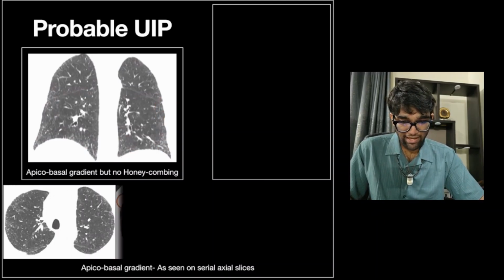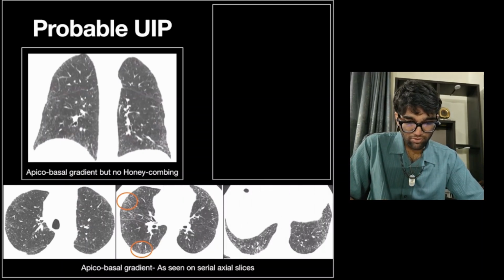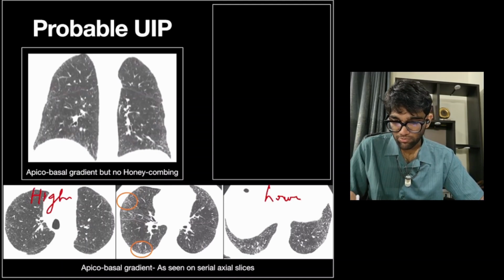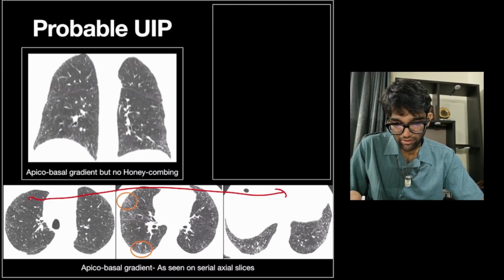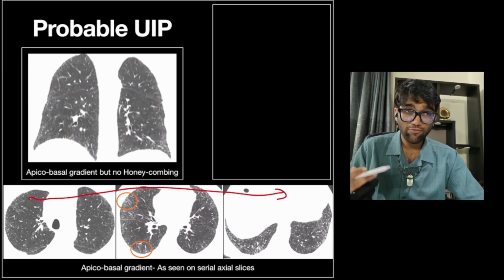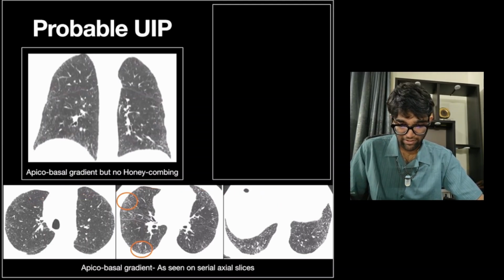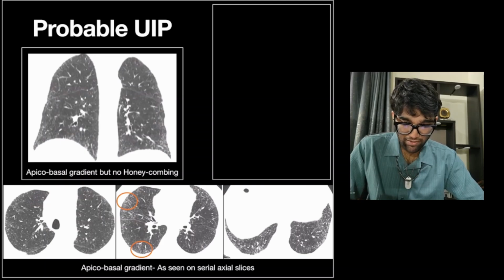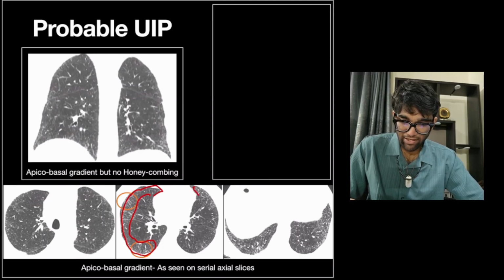And when you take axial cuts, you do find that as you go from, this is above the level of the carina. So this is a higher cut, and this is the lowest cut, right, at almost at the diaphragmatic level. As you go from here to here, you find that the number of reticular opacities is definitely increasing. The volume or the area affected is increasing, and the opacities seem to be obeying the basic tenets of a UIP pattern, that is, they are subpleural.